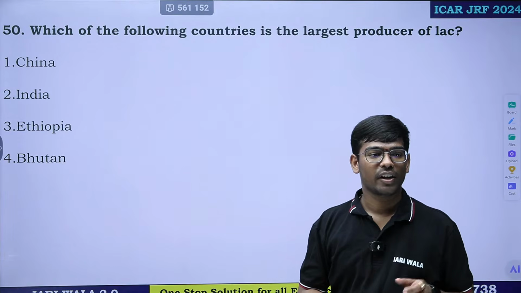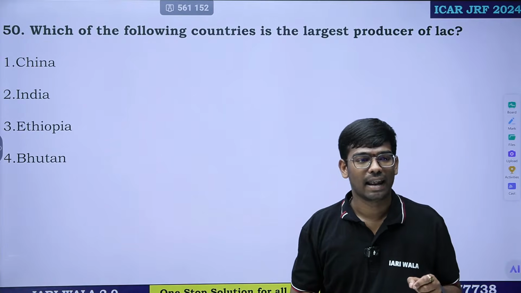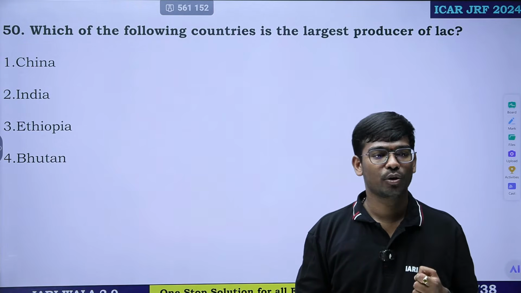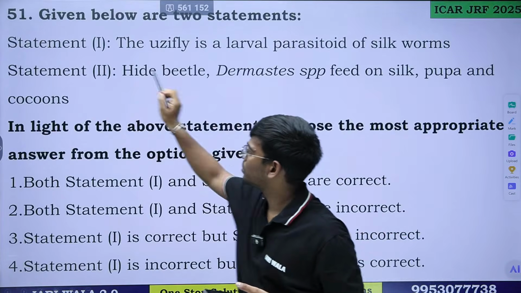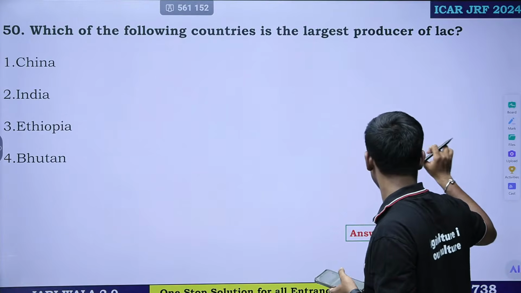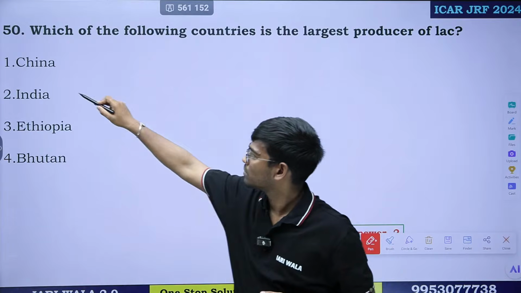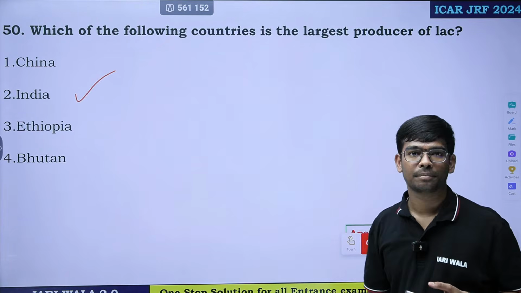Which of the following countries is the largest producer of lac? Actually, lac is indigenous to India itself. Okay, so the largest producer is India. Option 2. So it is indigenous to India.